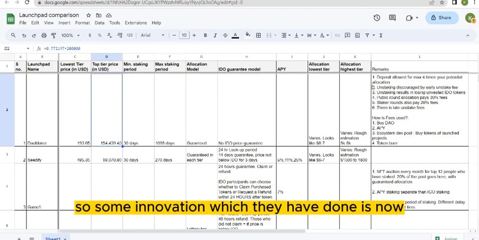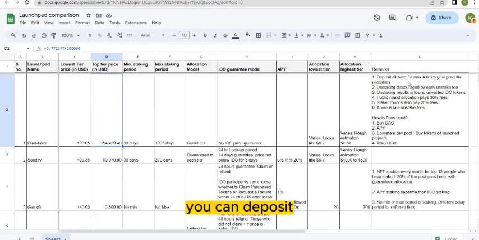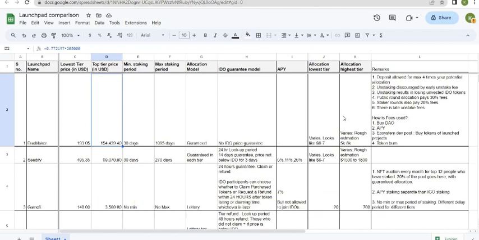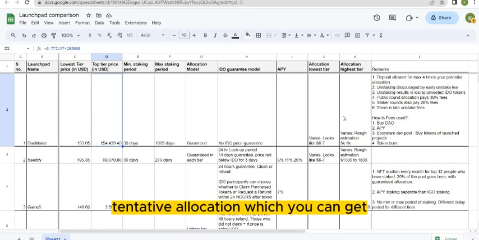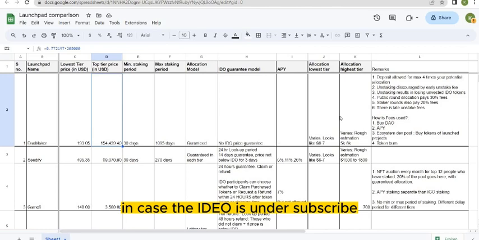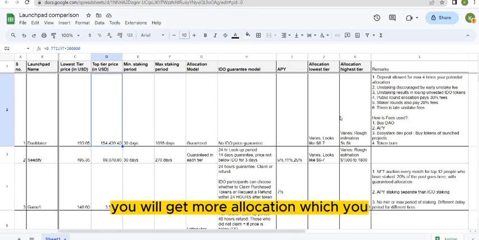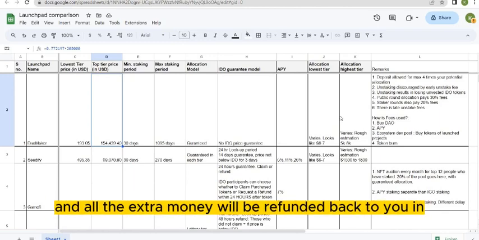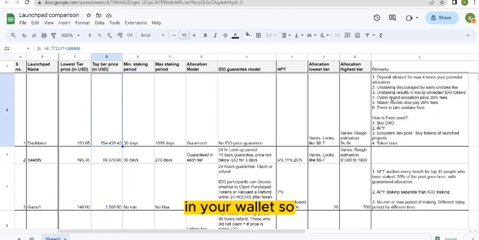So some innovation which they have done is now you can deposit 4 times your potential allocation. They show you some kind of tentative allocation which you can get, so what you can do is deposit 4 times that money. In case the IDO is undersubscribed, you will get more allocation than your tentative allocation. If the IDO is oversubscribed, you will get your tentative allocation, and all the extra money will be refunded back to you in your wallet.